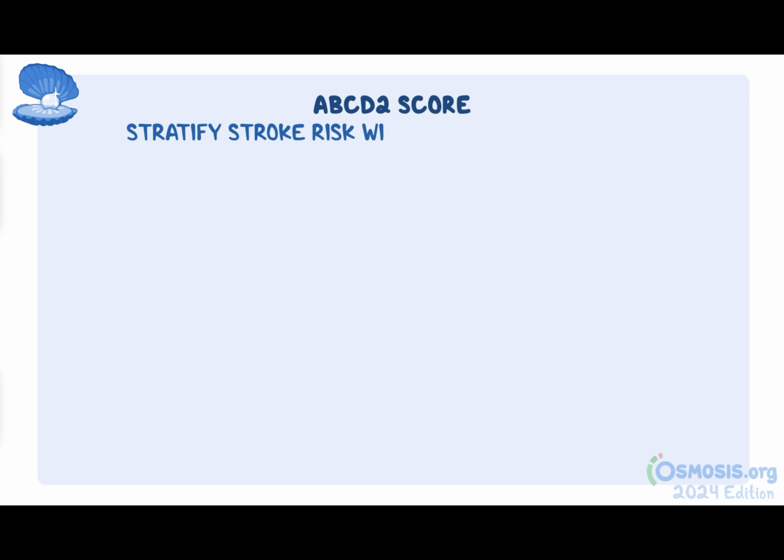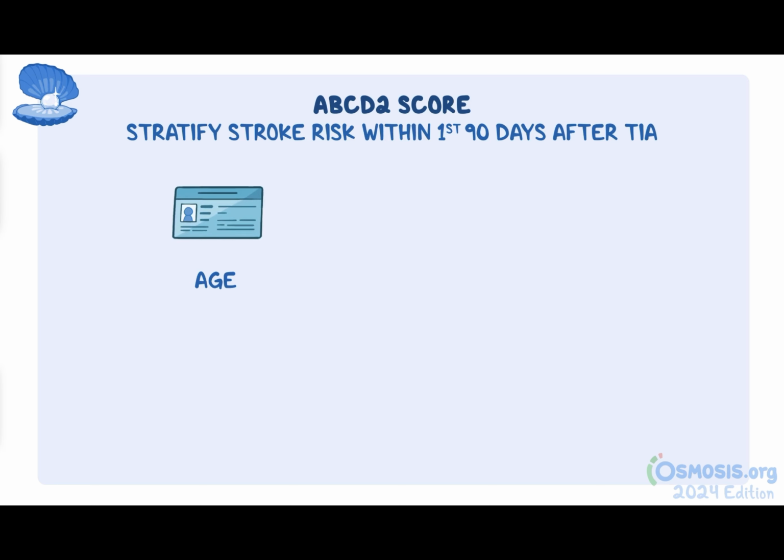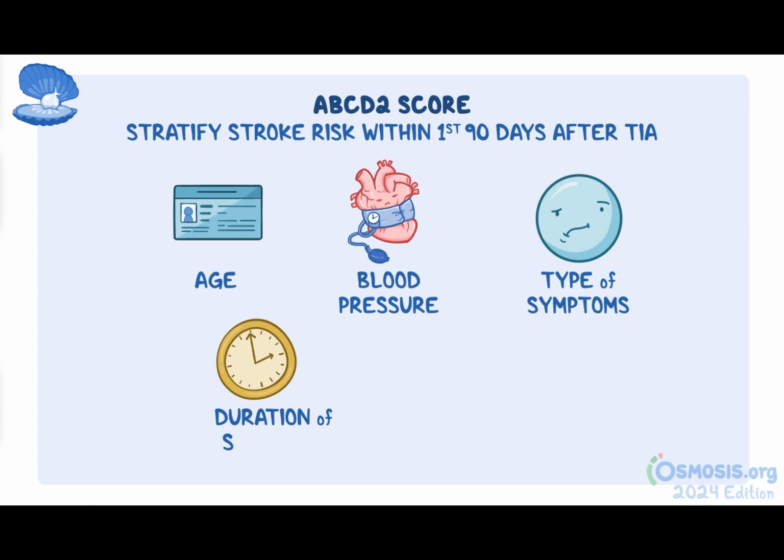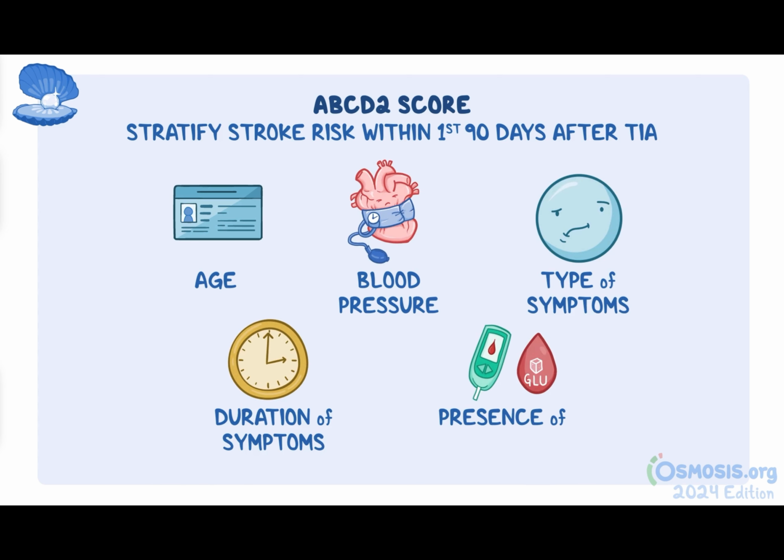Now here's another clinical pearl. You can use the ABCD2 score to stratify stroke risk within the first 90 days after TIA. The score is based on the patient's age, blood pressure, type of symptoms, duration of symptoms, and presence of diabetes.